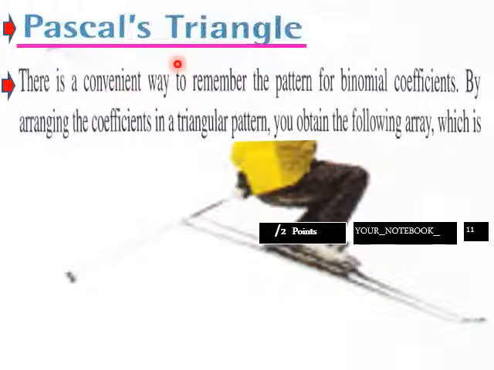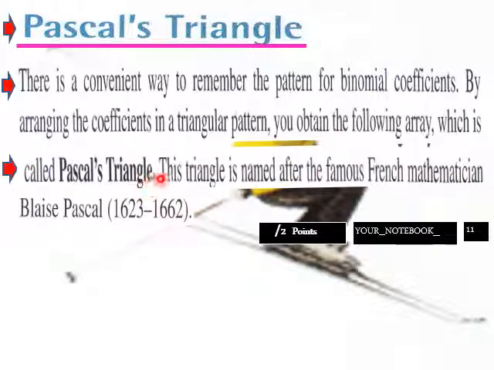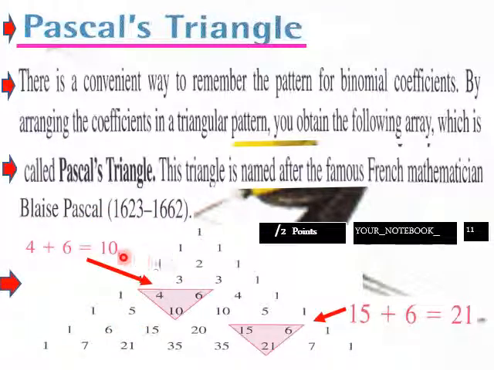Okay, Pascal's triangle. There is a convenient way to remember the pattern for binomial coefficients. By arranging the coefficients in a triangular pattern, you obtain the following array, which is called Pascal's triangle. This triangle is named after the famous French mathematician Blaise Pascal. Then here's your triangle here.